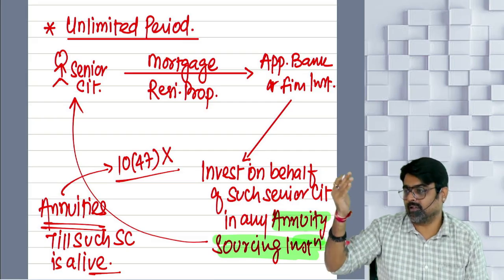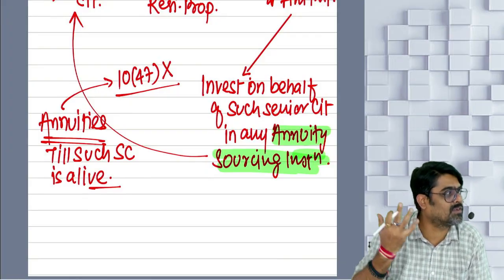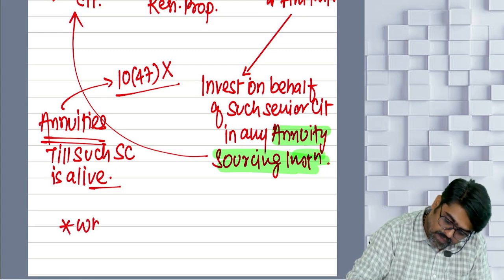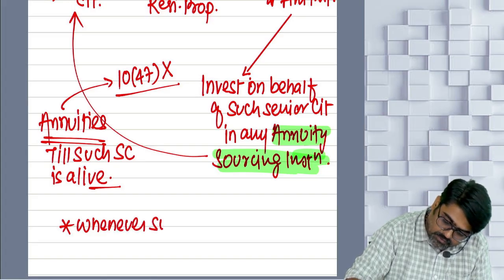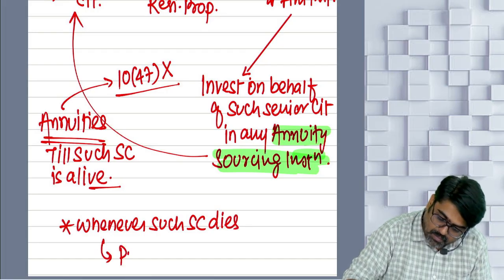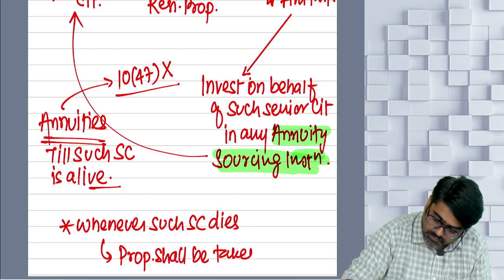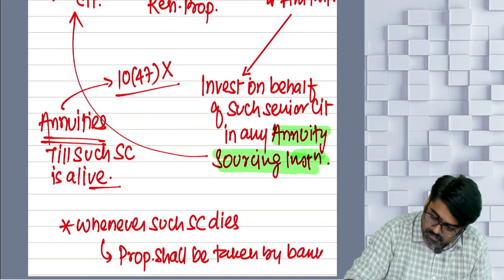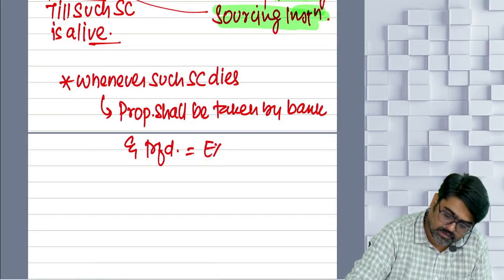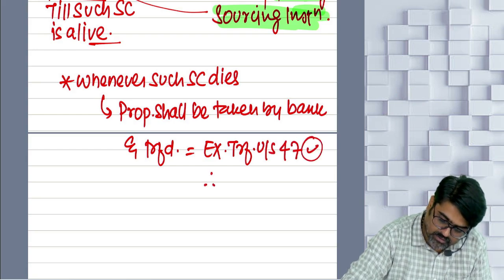And now, whenever that senior citizen dies, within 20 years or after 20 years, because this is an unlimited expiry period, no? Hello? So now, whenever such senior citizen dies, the property shall be taken by the bank in its own custody and transferred. This transfer is an exempt transfer under section 47. Capital gain will arise or will not arise?